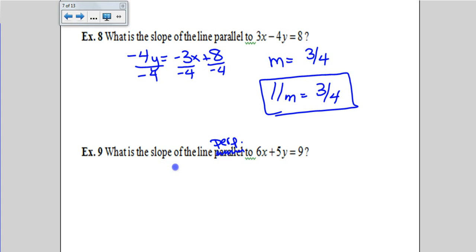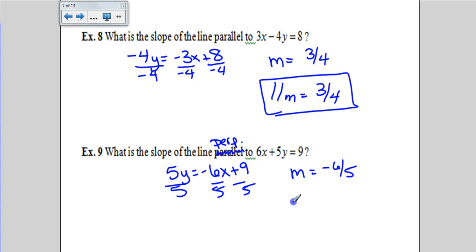So we're going to subtract the 6x over. So 5y equals -6x plus 9. And then divide everybody by 5. And again, I'm going to kind of cheat. Not actually going to do it. I get a slope for the original problem of -6/5. And if I want perpendicular to -6/5, that's going to give me a positive 5/6.